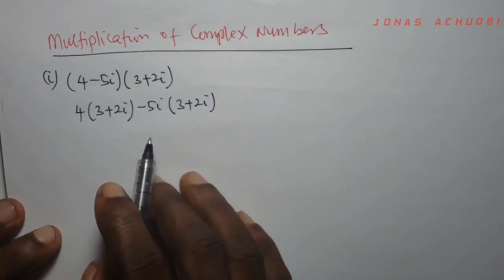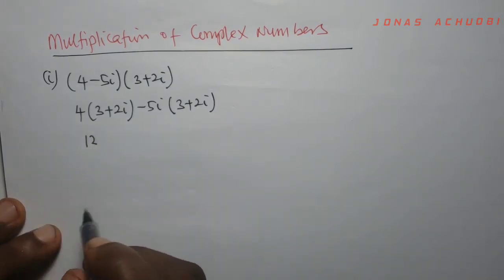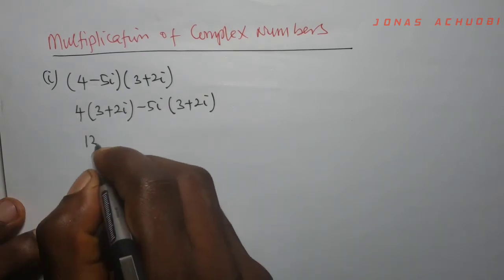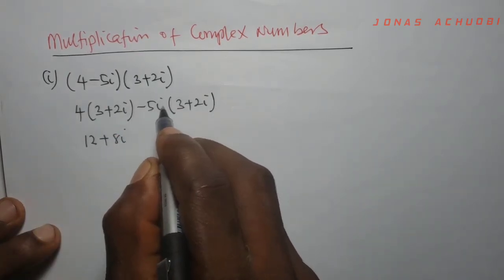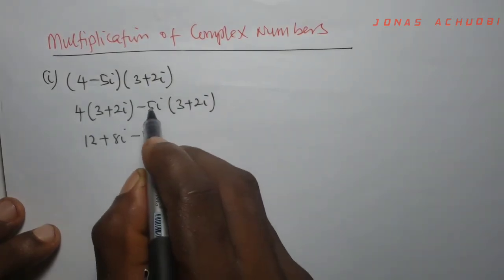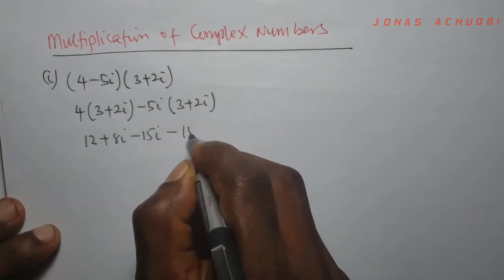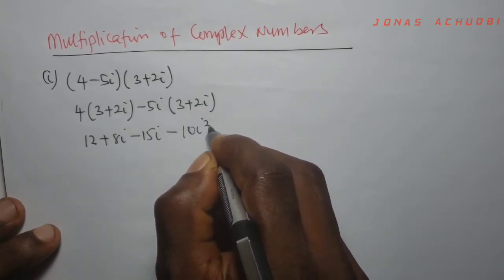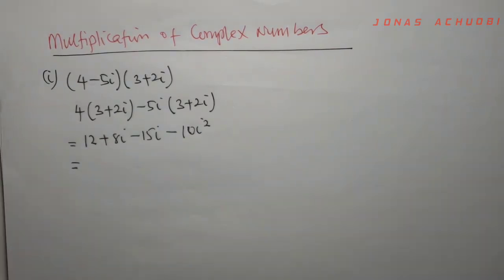So now do it carefully. 4 times 3 is 12, and then 4 times 2i is plus 8i. Minus 5i times 3 is minus 15i, and then minus 5i times 2i is negative 10i squared. So we continue to break it down.